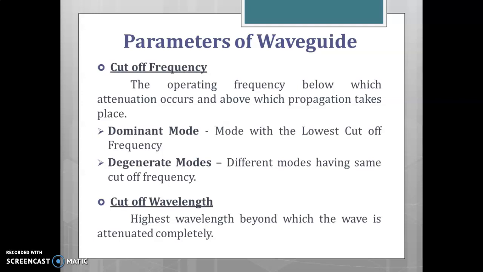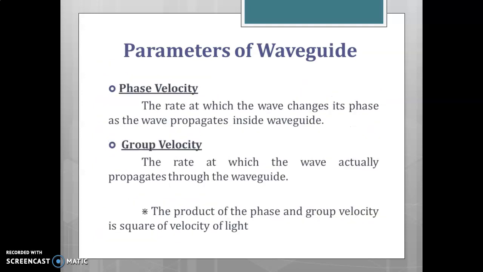The next parameter, cutoff wavelength. We know that the wavelength is inversely proportional to frequency. So cutoff wavelength is the highest wavelength above which the signals are attenuated completely. And next parameter is phase velocity. The phase velocity is defined as the rate at which the wave changes its phase as the wave propagates inside the waveguide. Next, group velocity. It is the actual velocity with which the wave propagates through the waveguide.